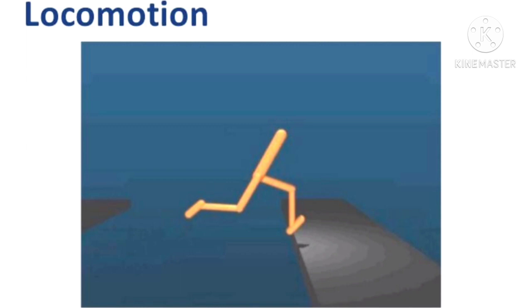Number 1, locomotion. What is locomotion, class? When a person can change the place, change the position, then it is termed as locomotion. In locomotion, our legs help us.